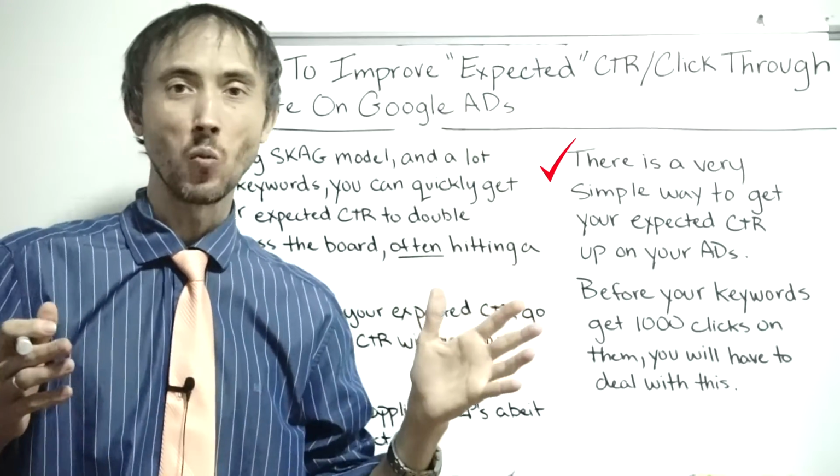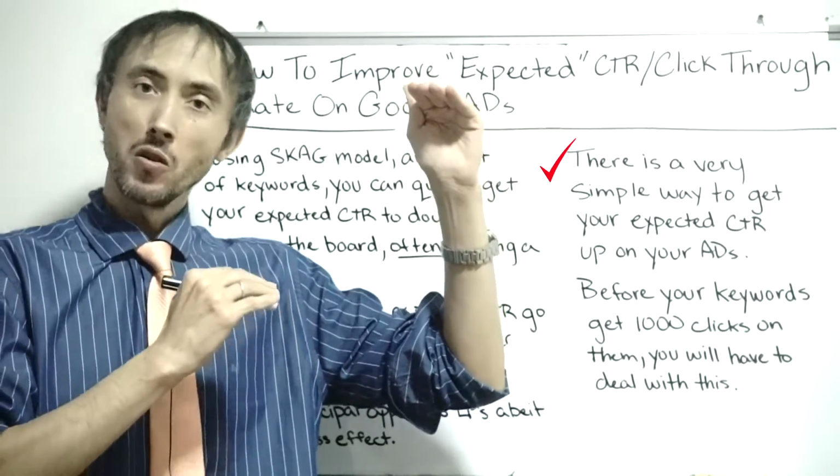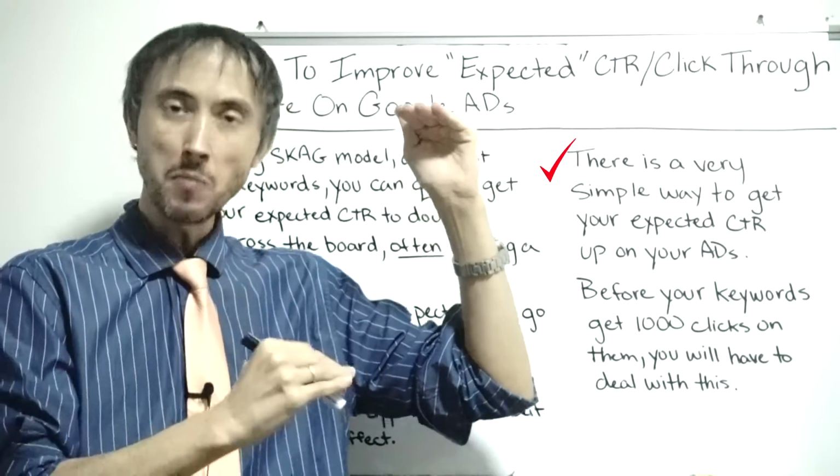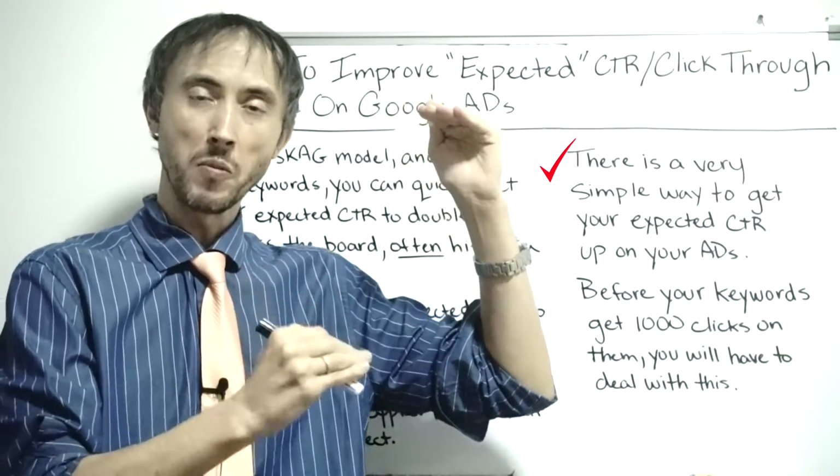Because nobody really gets a 1 quality score. Really, it gets down to about a 3. So you could pay $10 for a click for the same click you would get for $2.50 if you were to get that quality score from a 3 to a 10.